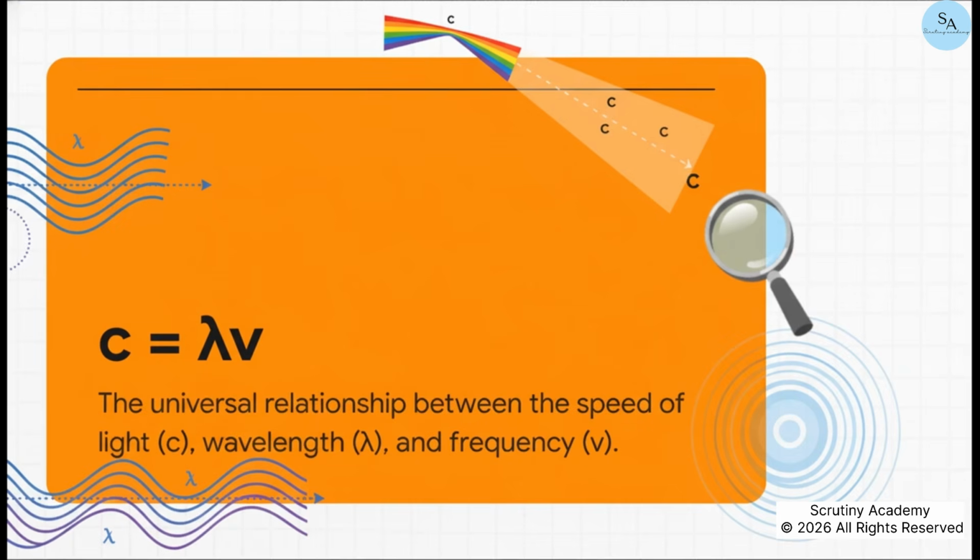So what does that mean? c is the speed of light. It's a constant. That's equal to its wavelength, that's lambda, multiplied by its frequency, which is nu. This rule applies everywhere, all the time.